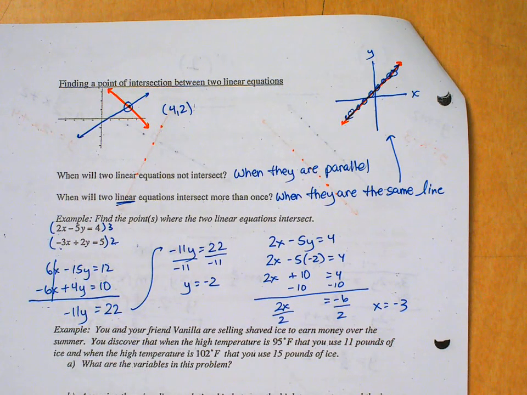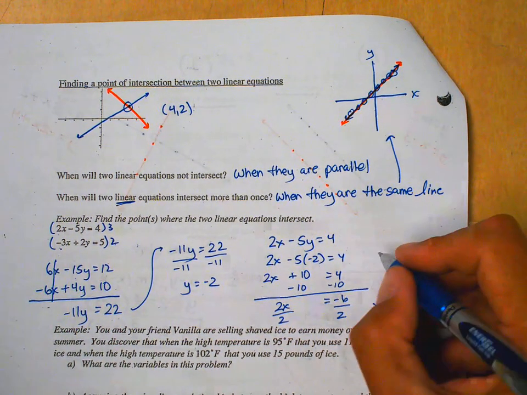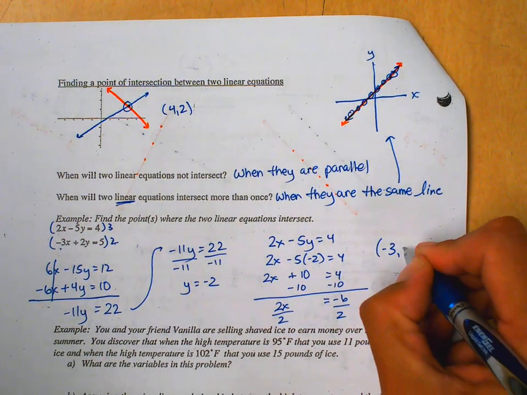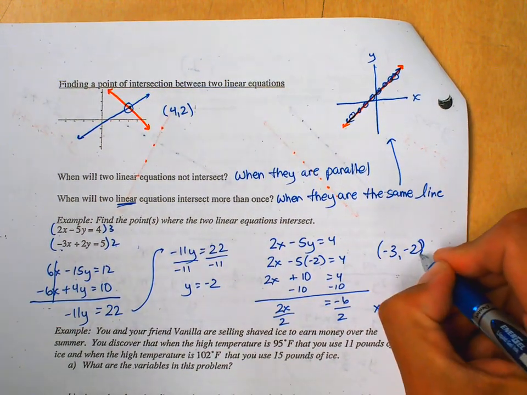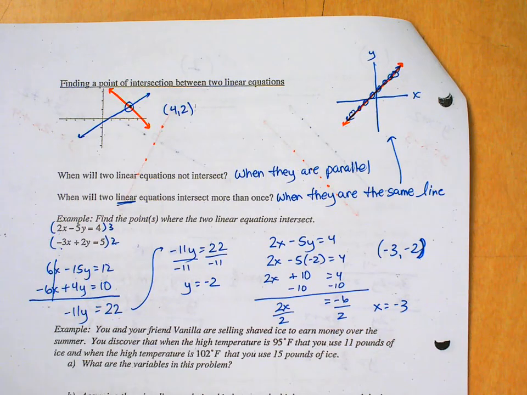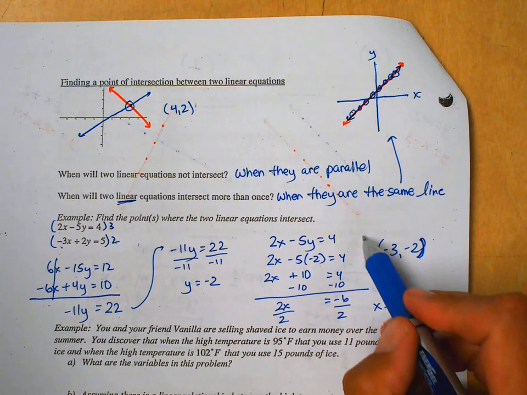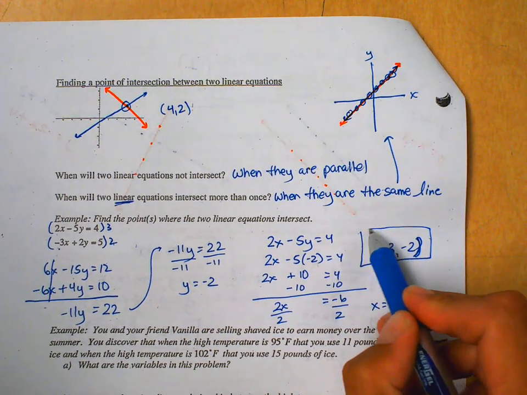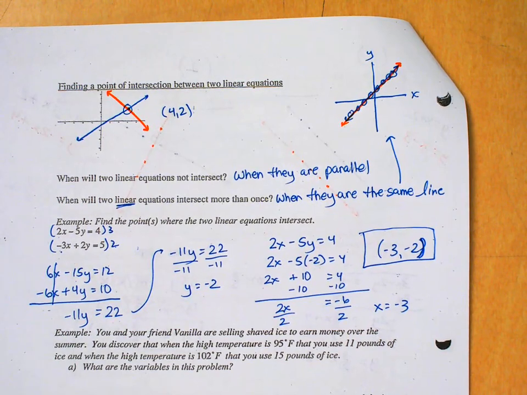When you are solving a system of equations, your answer should always be in the form of an ordered pair. That's going to be negative 3, comma, negative 2. And there we have it.